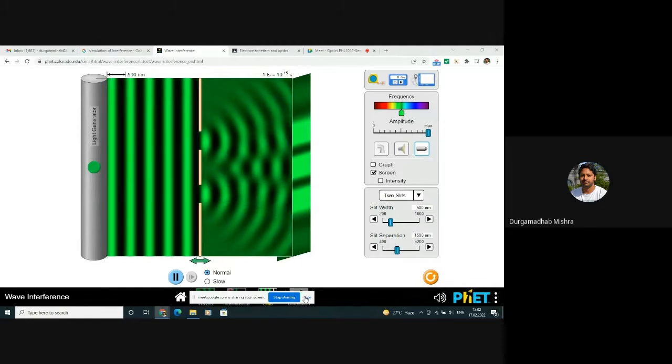Sir, in this there is no equal fringe splits. Why? Sir, the fringe width is not equal in this experiment that you showed before. Fringe widths are not equal.